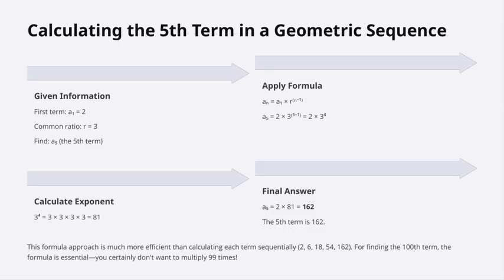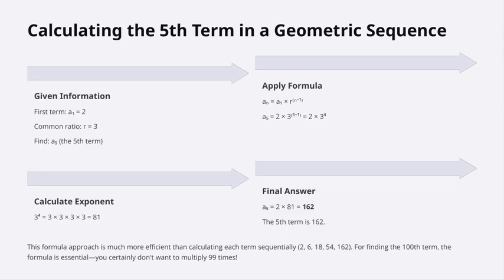Now we calculate 3 to the power of 4. That's 3 multiplied by itself 4 times. 3 times 3 times 3 times 3, which equals 81. Finally, we multiply 2 by 81, giving us 162. So, the fifth term in this sequence is 162.